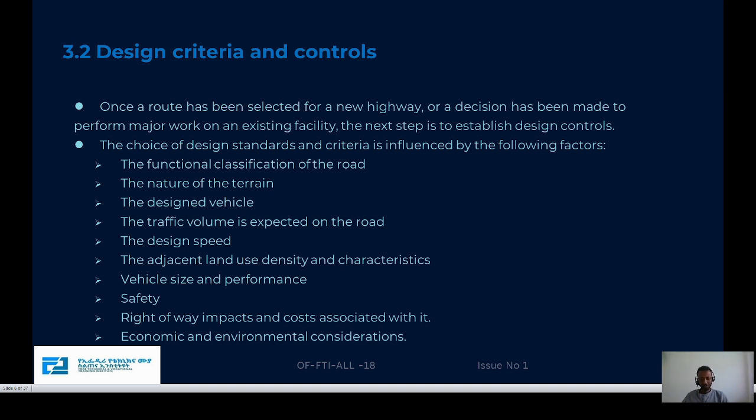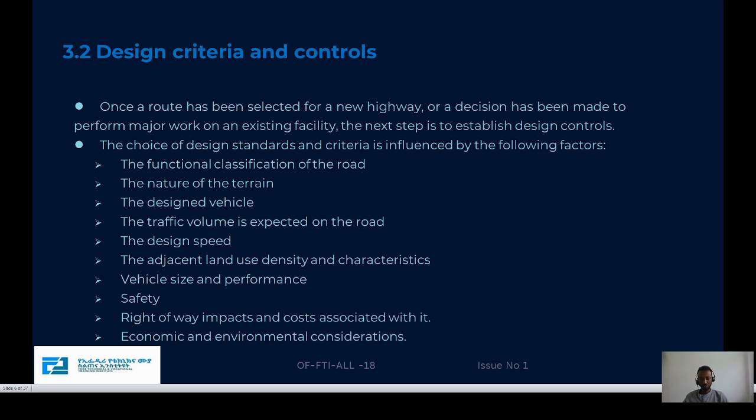The traffic volume expected on the road also matters: with a high volume, the width will be increased, and the number of lanes will also be increased. The design speed is also a major influencing factor. This design speed is related to the nature of the terrain. Flat terrain has higher design speeds, compared to mountains and escarpments, where the design speed decreases.